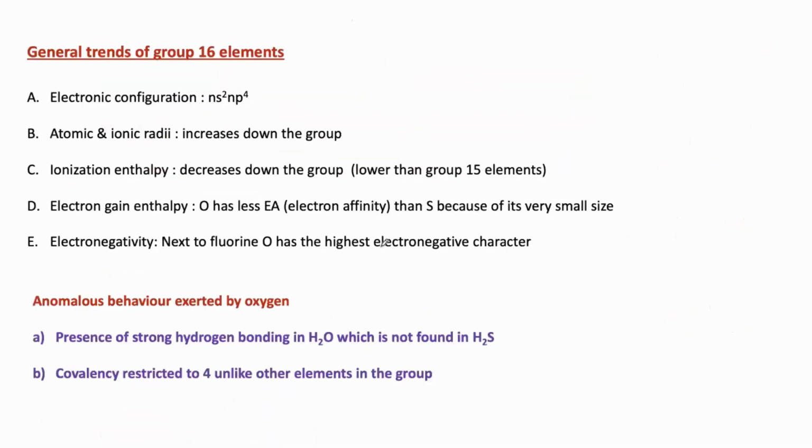Now we shall come to the group 16 elements. So this is the general trend for the group 16 elements. The first option is the electronic configuration, which is ns2 np4. In the last case, when it was the case of group 15 elements, it was ns2 np3. The half-filled orbitals were stable. Now we are having one more electron in the p orbital. So the configuration is ns2 np4.